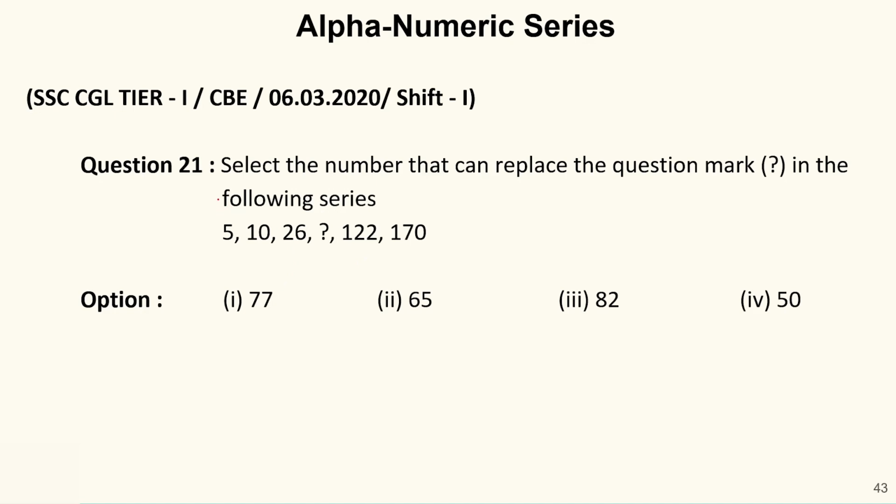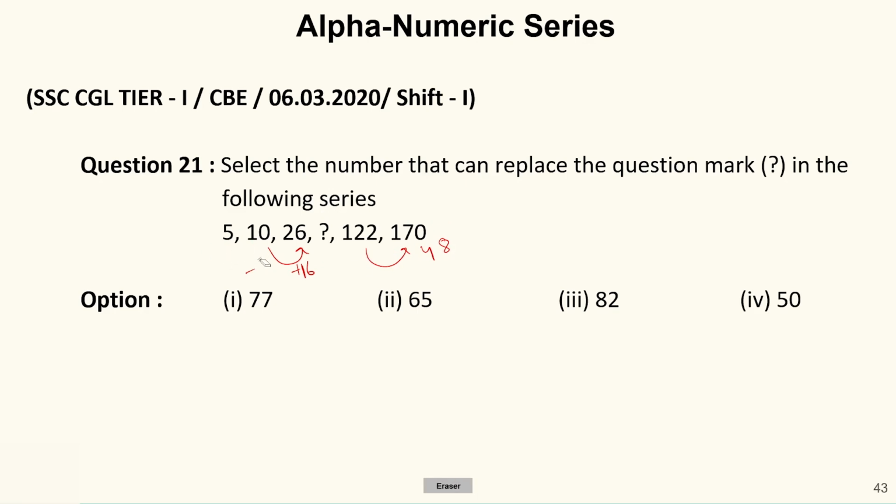So let us solve this question over here. I can see there's an increase of 5, then an increase of 16. And from here also, we are increasing by 48. Right? So there's no clear picture as to what logic will follow.